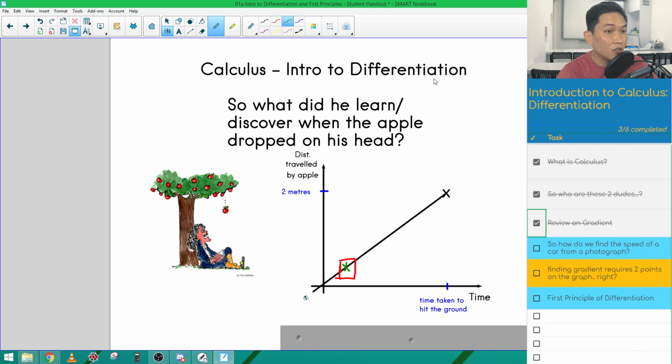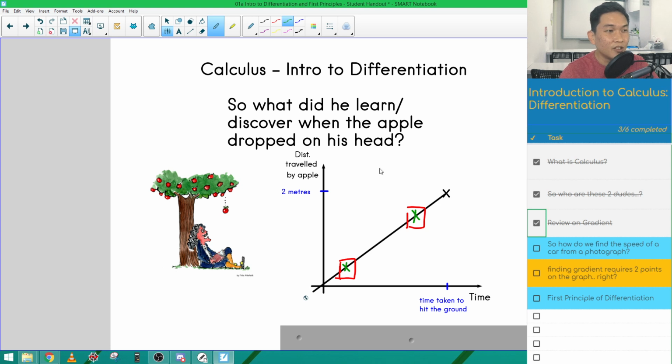That's because in order to work out speed, you need to have 2 points. It's like working out the gradient on the distance-time graph. You need y2 minus y1 over x2 minus x1. So what you need is another point, say over here. Then you can find the difference in height and the difference in time, and then you can work out the speed.